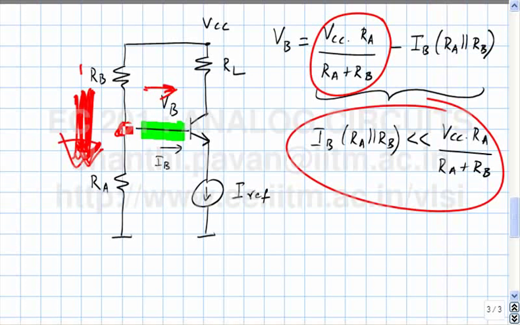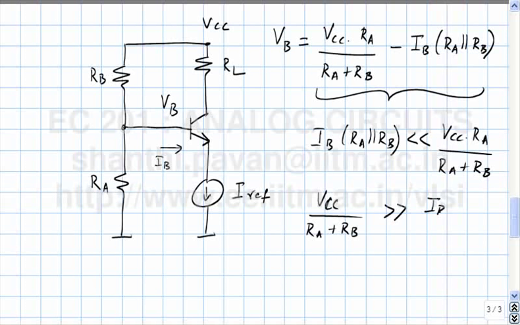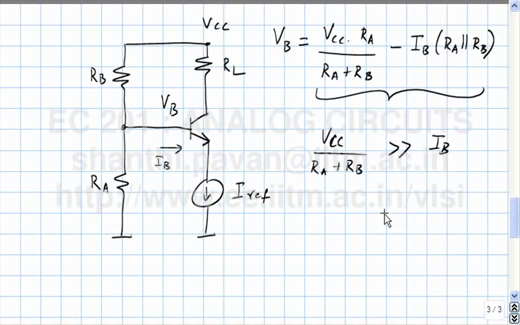This potential will remain quite accurately VCC times RA by RA plus RB, so you don't have to break your head by calculating beta and finding beta and IB and all this other stuff. So the design consideration for choosing RA and RB is to make VCC by RA plus RB much greater than IB. Is that clear?